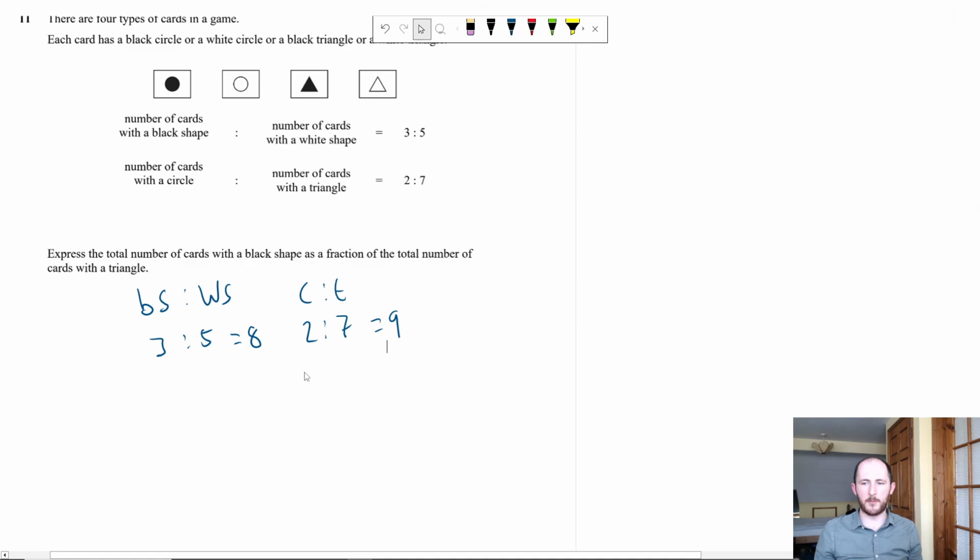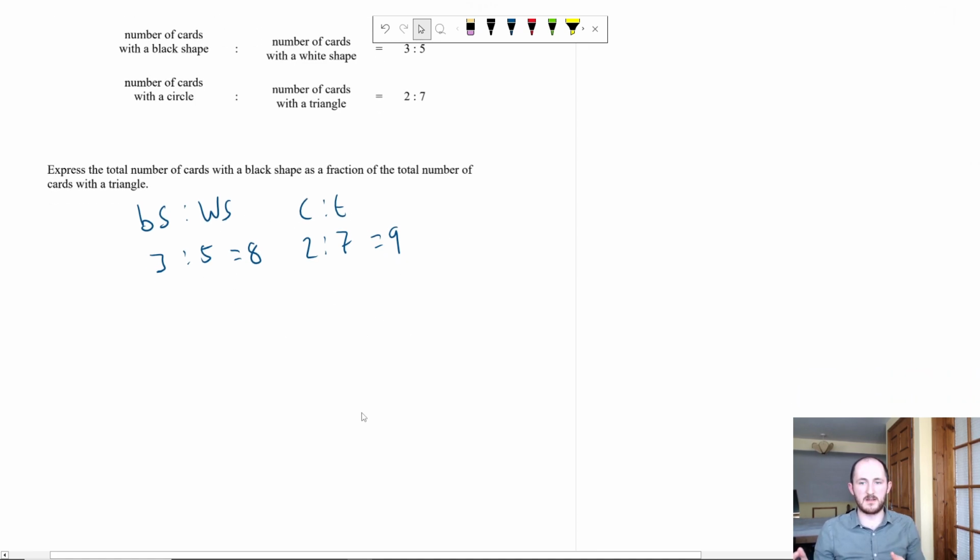And how do we make the number of parts the same? We find the lowest common multiple of 8 and 9. So the best way to do it is just times them by each other. So I'm going to times this whole ratio by 9 and this whole ratio by 8. 3 times 9 is 27. 9 times 5 is 45. 2 times 8 is 16. And 7 times 8 is 56.